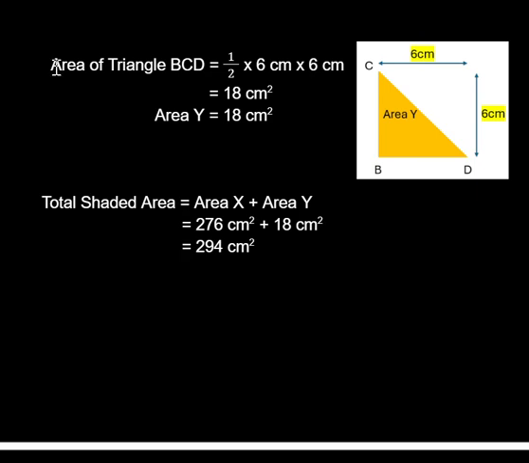The other part is the top part. Remember we saw a little triangle there? For this it's quite straightforward. You don't have to take the square and minus away the triangle, because it is already a triangle here, and you already know the base and the height. The base is 6. Remember these four sides have the same length, so the base is 6, the height is also 6. So the area is 18 centimeters square. I call it area Y. So the total shaded area is area X plus area Y, which is 276 plus 18, equal to 294. This is how you solve the question.